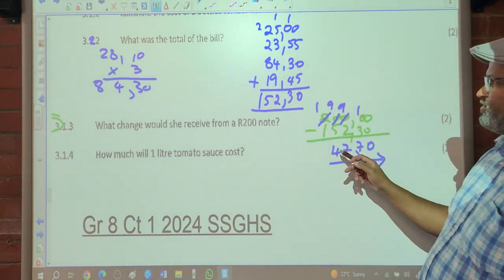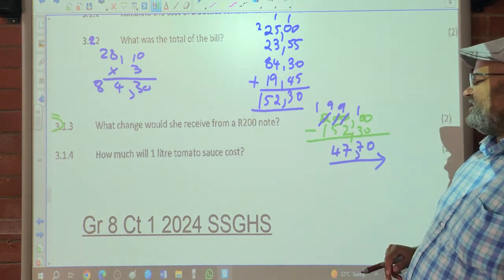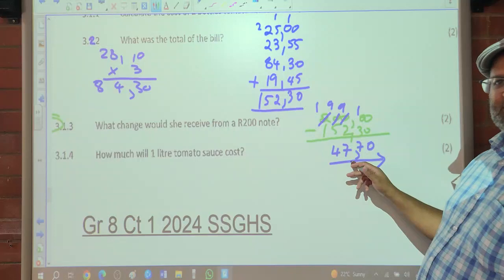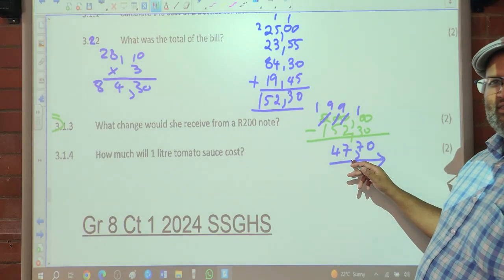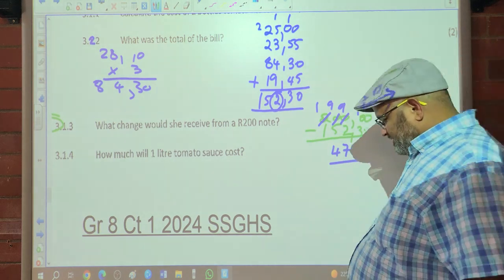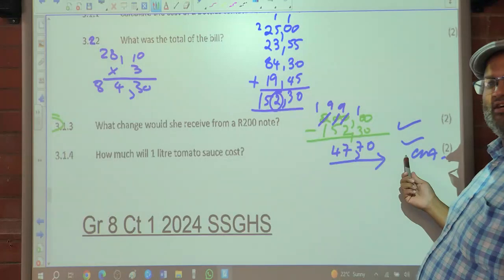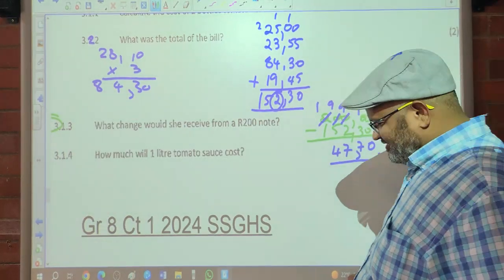Then of course you would have 46 rand and 7. 47. You also got this. You also have 45, so you got the 4 of them. Yeah? Then you should get 2 full marks in CA. Did you get 2 marks here? Yeah.